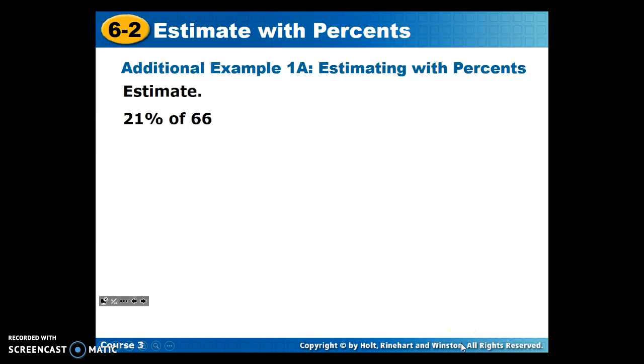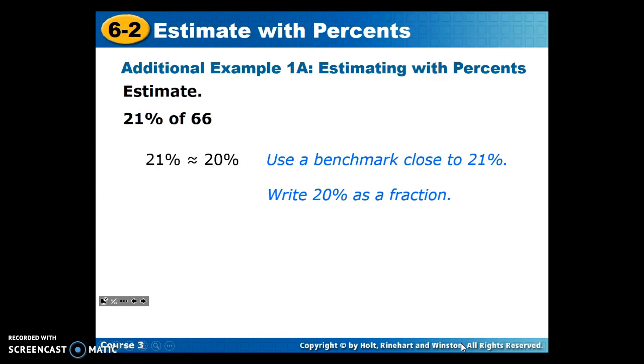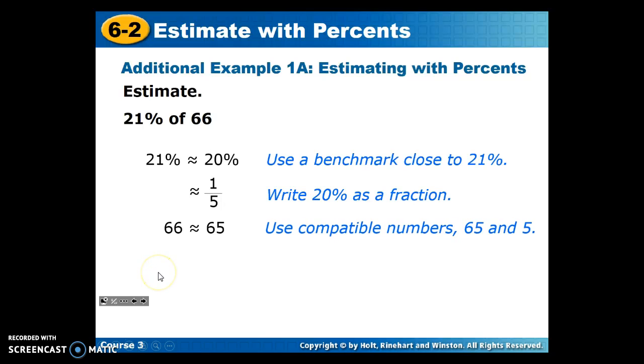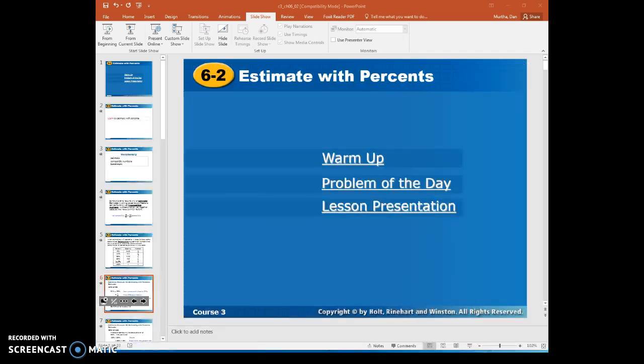All right, so 21% of 66. This is pretty close to 20%. We could think of it a couple of different ways. They're saying 1/5, but what I would do is take 6.6, which is 10%, and take 2 of them. So 2 6.6s would be about 13.2.